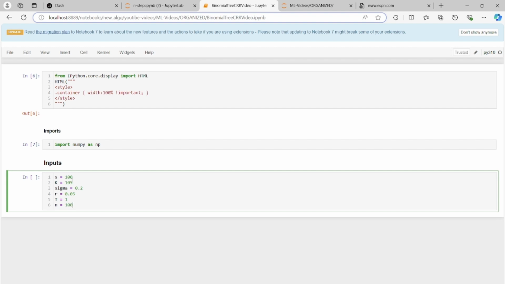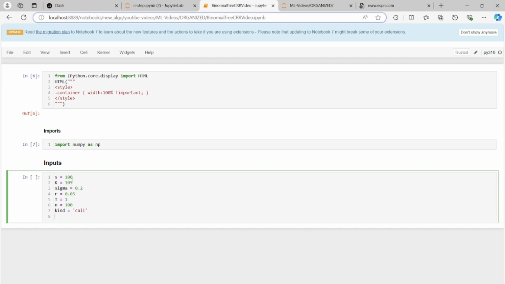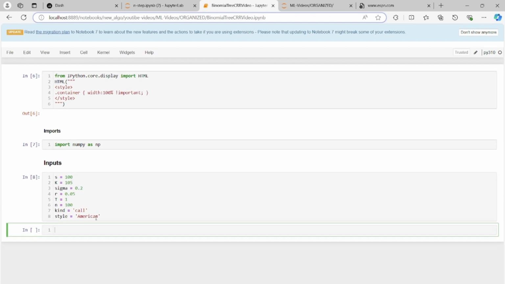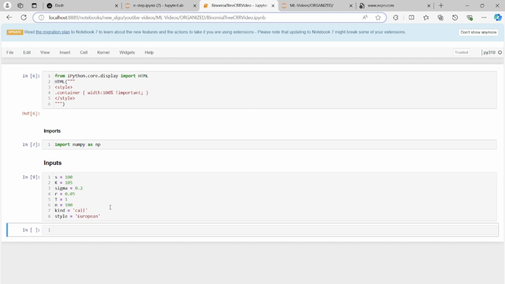In the next video, I'll show you when you make N very large, it'll be the same as Black-Scholes. Let's also have a parameter called kind, which can be either call or put, but we'll make it call. And let's make a parameter called style, which can be American or European. Let's just make it European. For call options with no dividends, without transaction cost and taxes, it's the same price in theory, but in practice, not always.